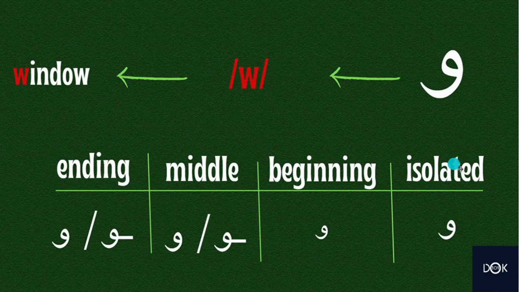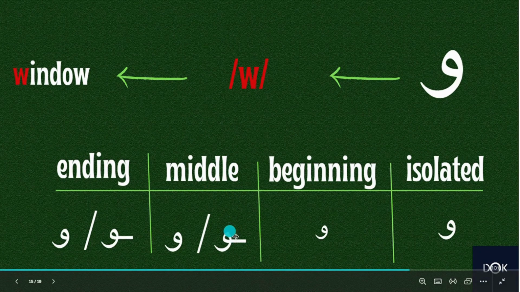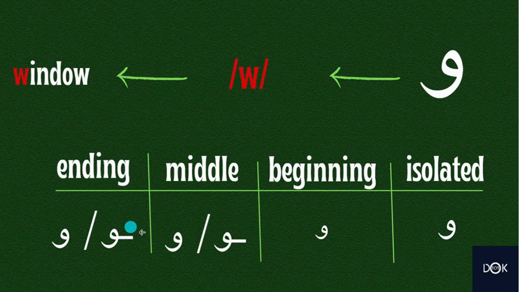In an isolated form, it is of course isolated. At the beginning, it will always be isolated, but in the middle, it could be joined or connected to the letter before it, or it could also be in an isolated form. And at the end as well, it could be connected or in an isolated form. Now, let's have a look at the examples.